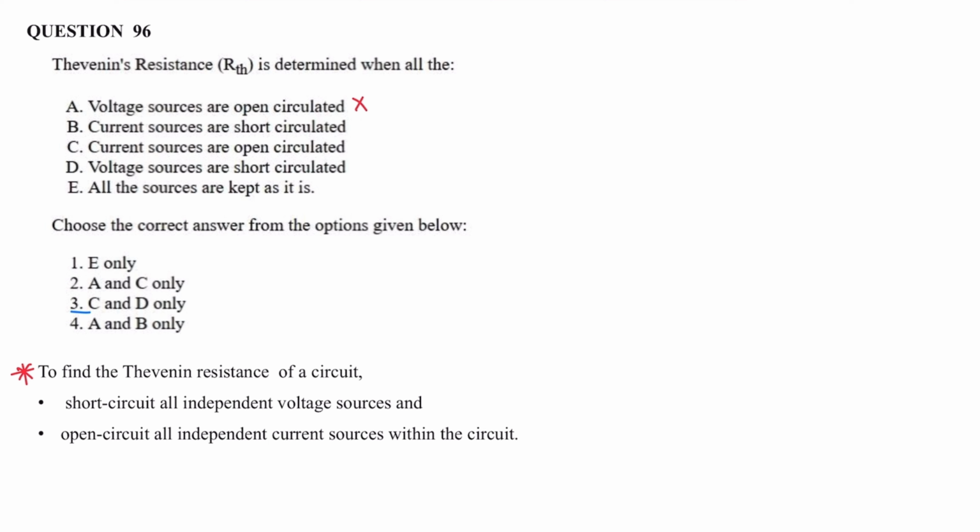Current sources are short circuited, incorrect. Current sources are open circuited, correct. Voltage sources are short circuited, correct. All the sources kept as it is, incorrect. The correct statements are C and D. Hence the answer is option 3.